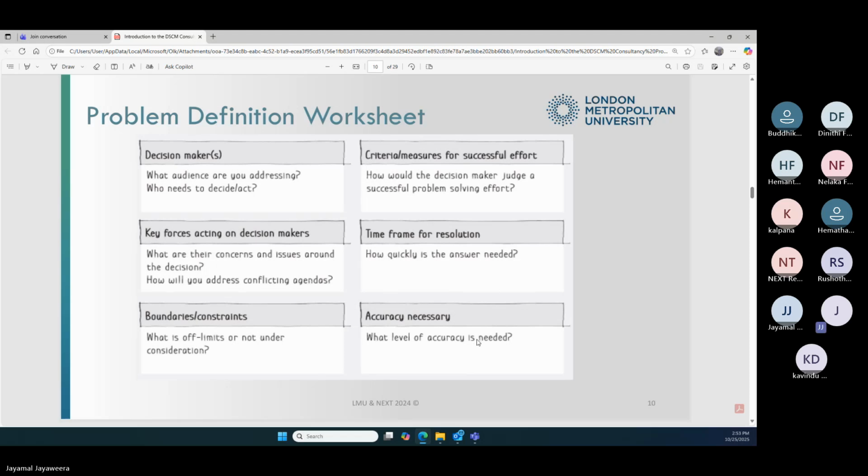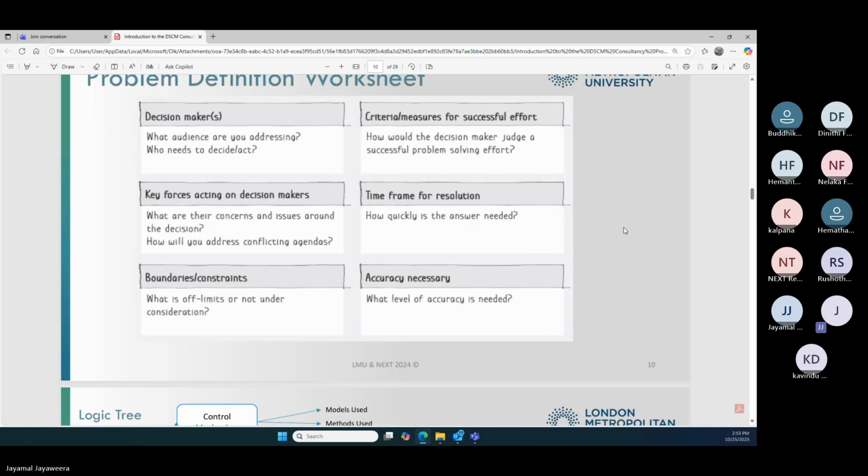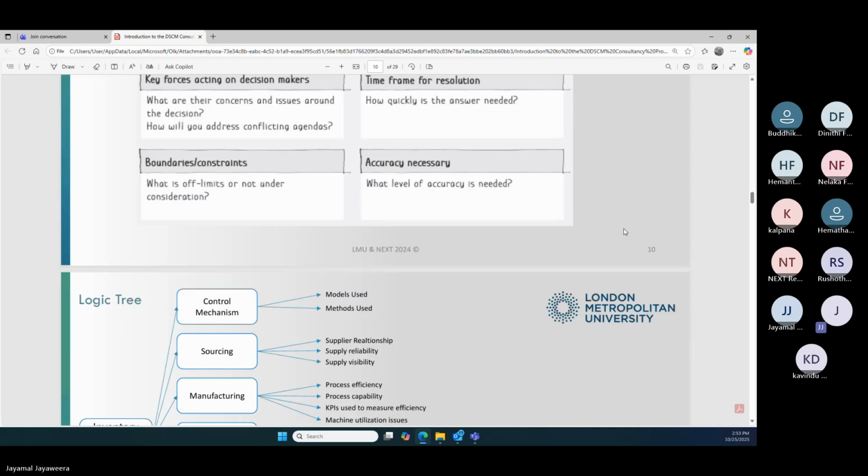And what level of accuracy is needed? It depends on the context, it depends on the type of problem. Do you need 100% efficiency, or are you happy with 95% efficiency? So that kind of thing. What kind of accuracy is needed? If the problem is with the demand forecast, what forecast accuracy is required? 100% or happy with 80%? So that's more or less what you need to focus on.